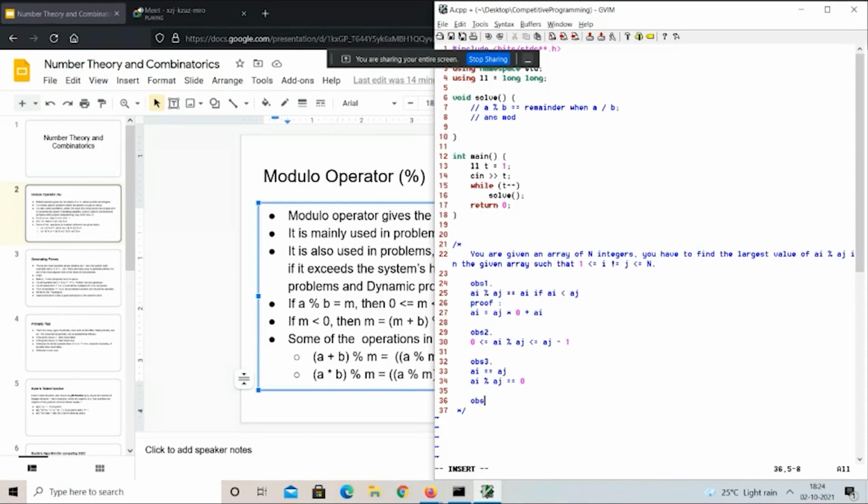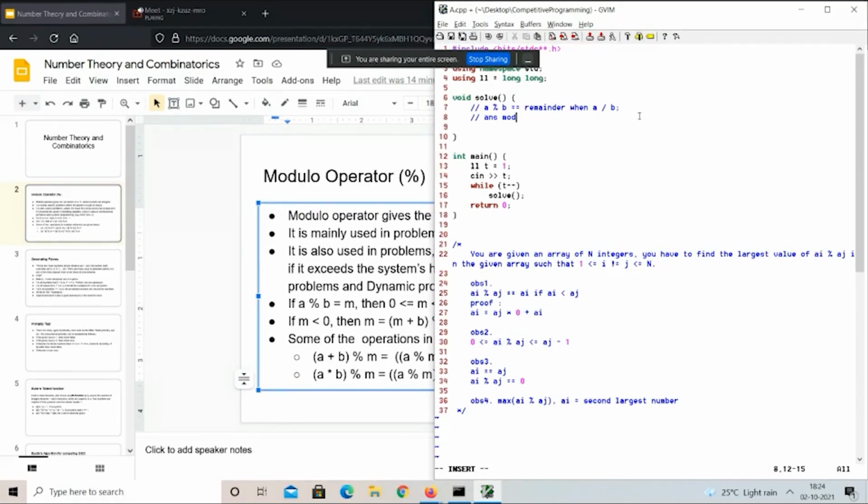The fourth observation is to maximize AI modulo AJ. AI will be the second largest number. AI is equal to the second largest number. This property is actually from this one. You can correlate these properties.